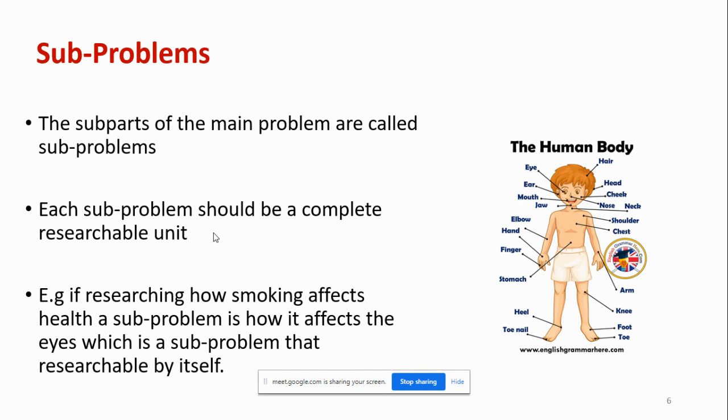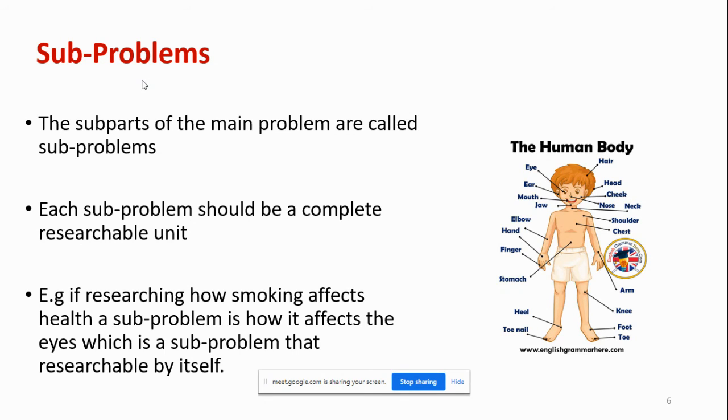Now, there are some other things that you have to understand, for example, sub-problems. Let me give you an example. What is a sub-problem? Say you want to investigate the impact of smoking, the impact of cigarettes on the human body, on human health, you say.